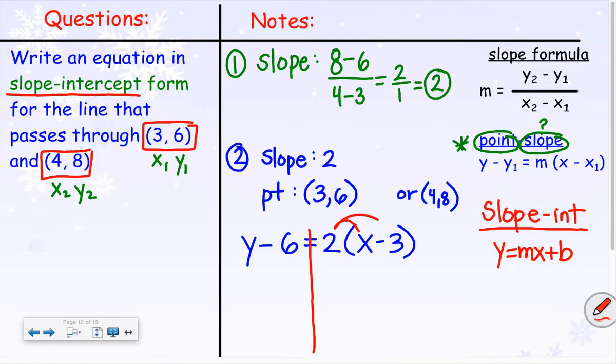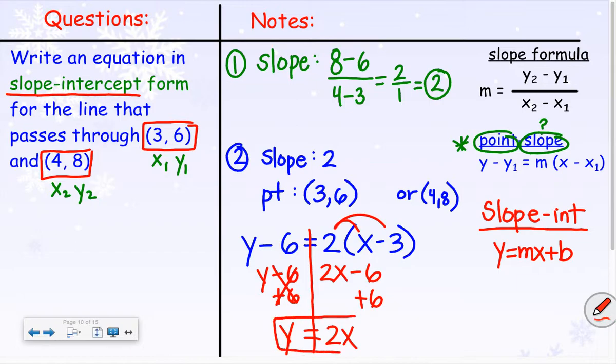And then my final step, I want my answer in slope-intercept form. So distributing, we'll get my answer into slope-intercept form, and then add 6 on both sides. So y equals 2x, and then negative 6 and 6 make 0, so I don't need to do that anymore. So step 3 was slope-intercept form. There is my answer. So I really did 3 steps. I found the slope, I put it in point-slope form, and then I got it into slope-intercept form. Now I have an equation that's in slope-intercept form, and the line would pass through (3, 6) and (4, 8).